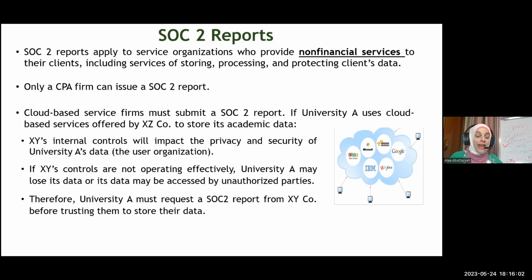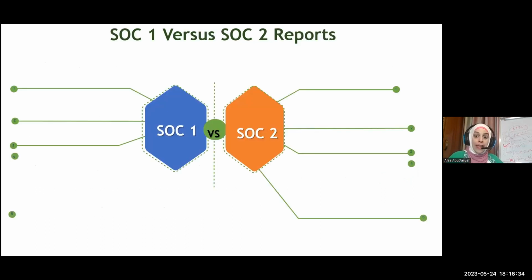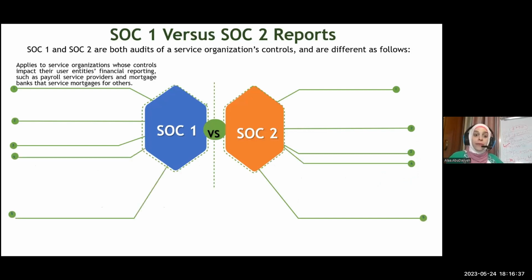So this is an example of SOC1 and SOC2 reports, and the difference between both of them. Remember, SOC1 reports apply to service organizations that perform financial services, while SOC2 reports apply to service providers that perform non-financial services, such as storing, processing, and protecting clients' information. And again, we already talked about them. I usually love to make summaries of the differences between both.